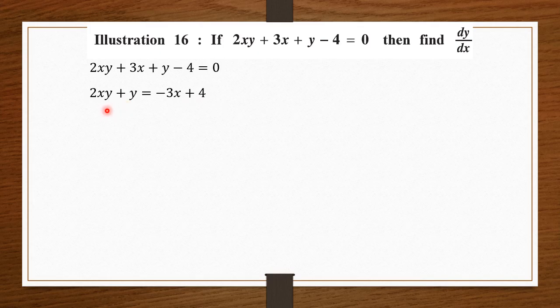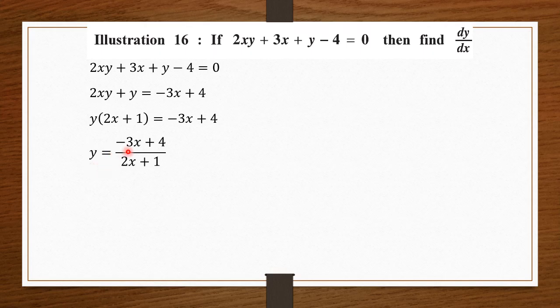Now in the next step, I am going to take y common. So the remaining will be 2x plus 1. Now this 2x plus 1 will go to the opposite side in the division like this. So now this is the standard format which I usually use here.